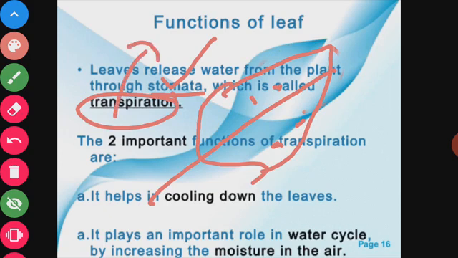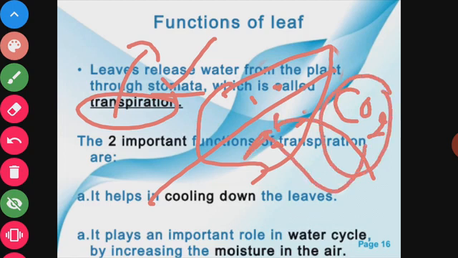Second, gaseous exchange. We know that the concentration of carbon dioxide is more in the air than in the leaves. Leaves use that carbon dioxide in the process of photosynthesis. So the carbon dioxide moves by simple diffusion, from the region of higher concentration in the atmosphere into the leaves through these stomata.